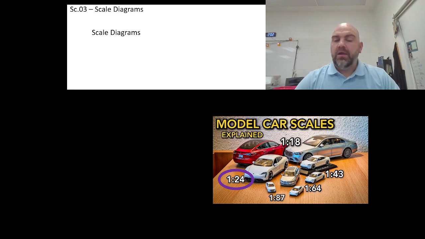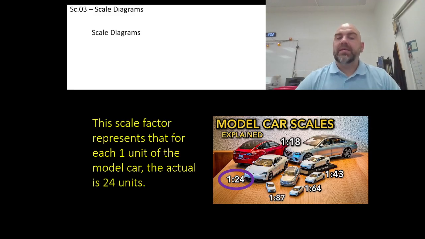So, like I said, the 1 over 24 represents that for each 1 unit of the model, the actual car is 24 units. So if the car is 1 foot long, the actual car is 24 feet long. Now, it might not be exact, and that's okay, but that's what it's telling us. For every 1 inch of dimension on the car, it's 24 inches on the actual car, the one that it has been modeled off of.